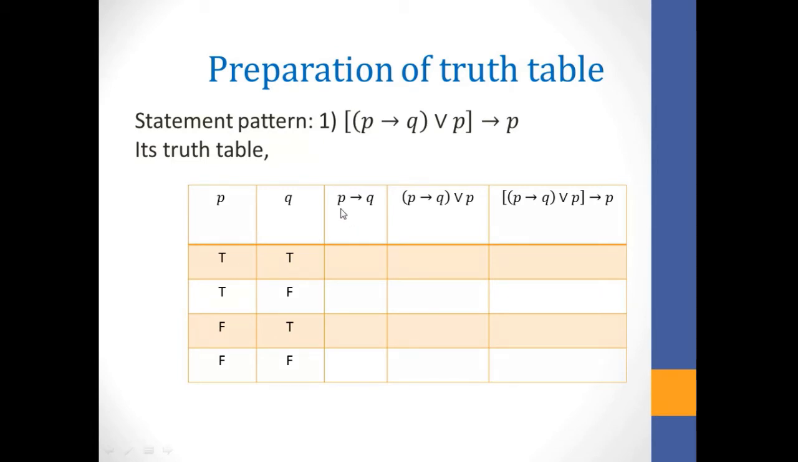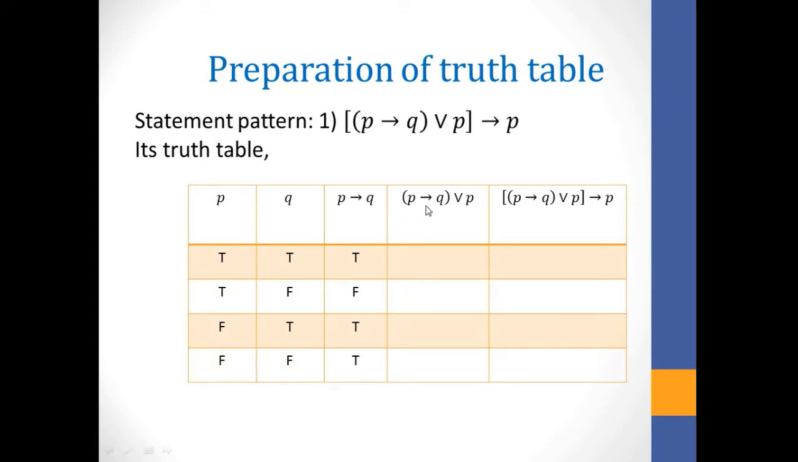Now as per our previous knowledge, we have the truth table for P implies Q. Here T implies T, we know, is T. Then T implies F is F. Then F implies T is always T. And the last one, F implies F, is T. So remember this column P implies Q. See this carefully: T, F, T, T.